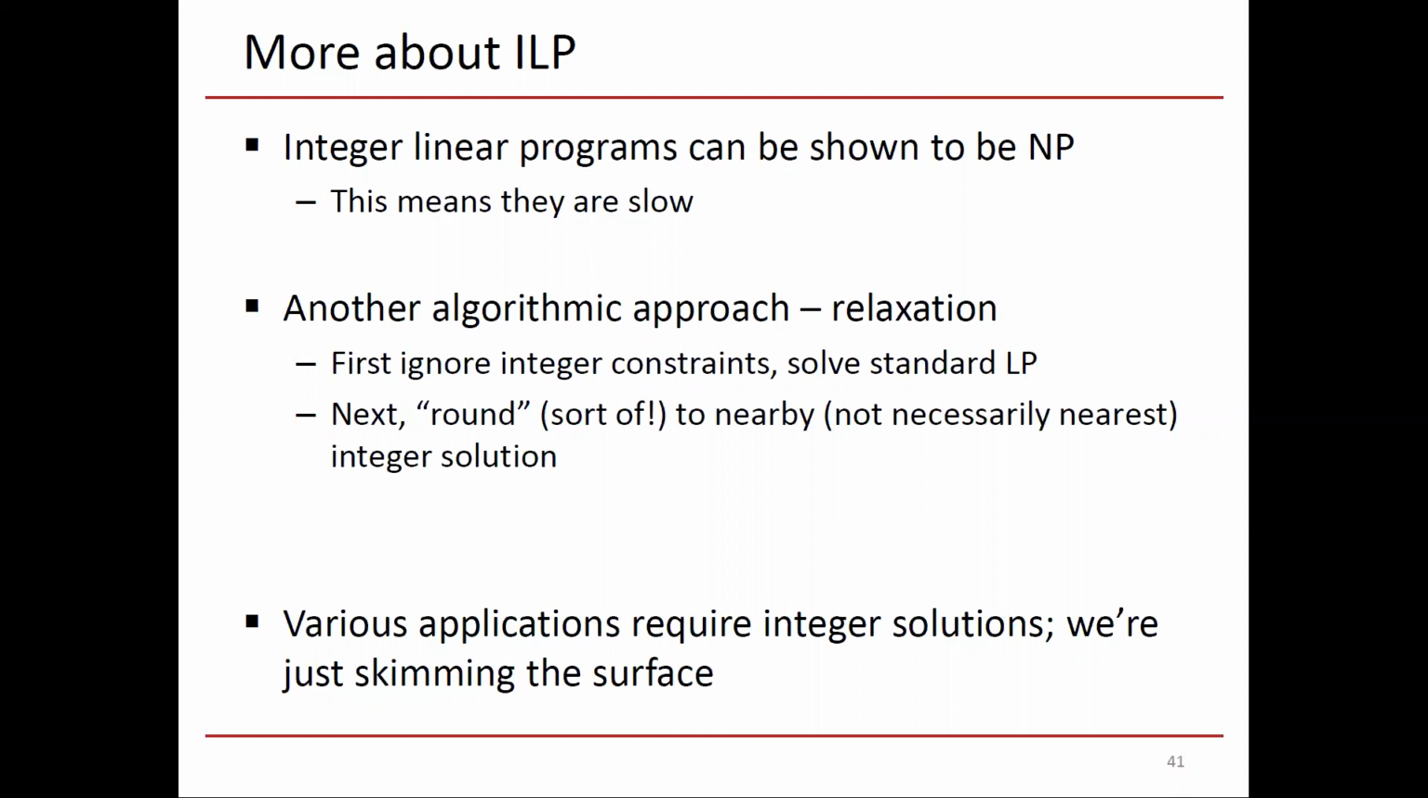Now, it may not be the nearest. It may not be like actual rounding. It may not be rounding to the closer one. If we're, let's say, 4.3, we may try to round it to 4, and we may also want to try to round it to 5. So you can imagine that we solve this standard linear program, and then we kind of try to wiggle around it in locations on the grid that are nearby. Now, there are various applications that require integer solutions, and I just want to mention that we just skimmed the surface here. So that'll be it for this module, and we'll continue next time.